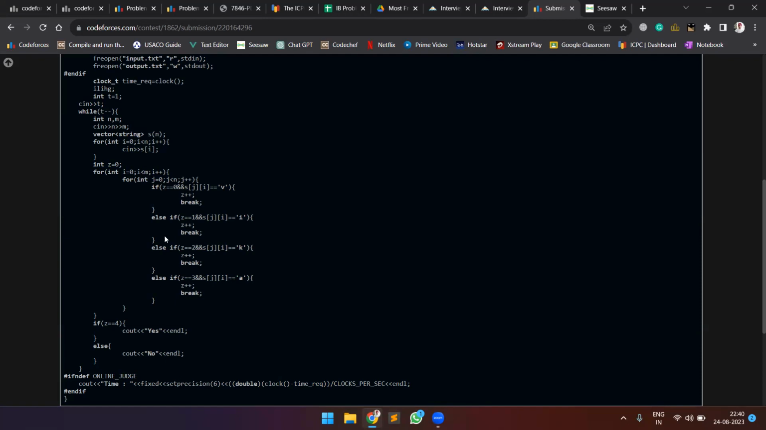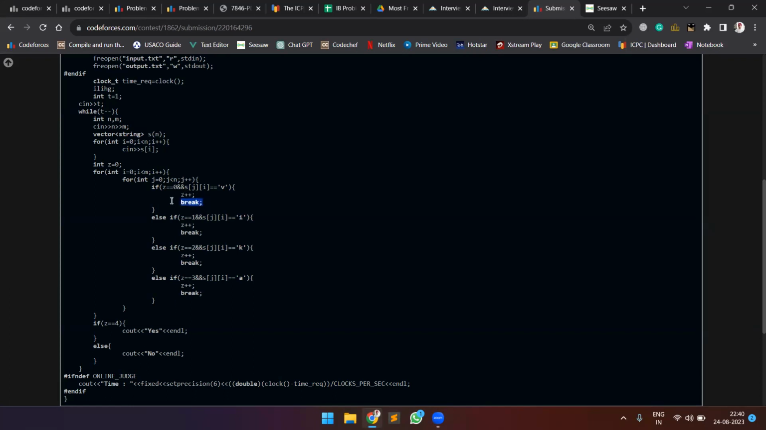For each column, I go from up to down and see, like there are four cases, right? If z equal to 0, I have to look for v. If z equal to 1, I have to look for I. If z equal to 2, I have to look for k, and if z equal to 3, I have to look for a. After that, I basically increment z by 1, so that for each z I know what I need to find, v, I, k, or a. And of course I break, because I have to end this column. I don't have to look further into this column because I can only select one character from the column, right? So that I can get four unique columns.